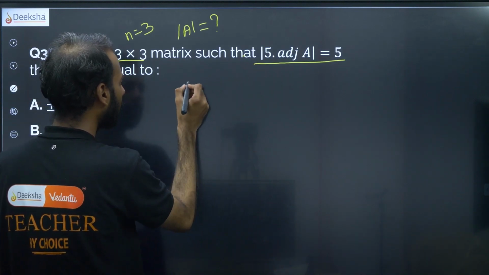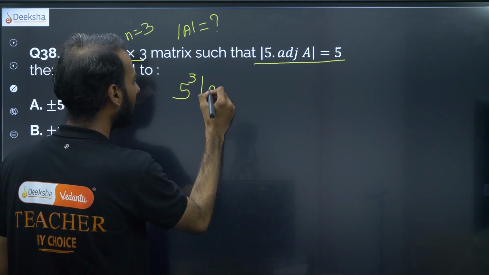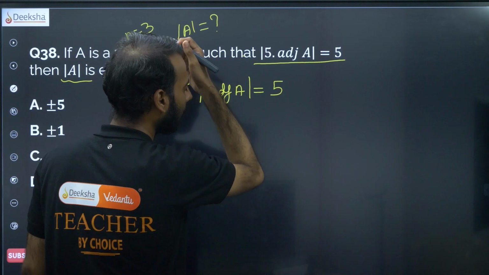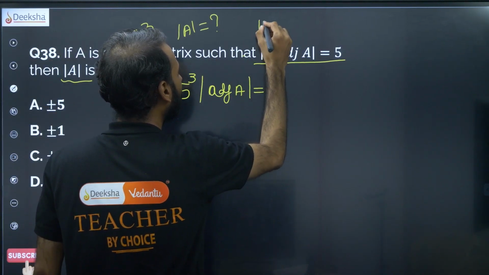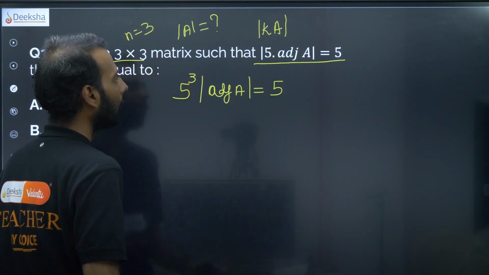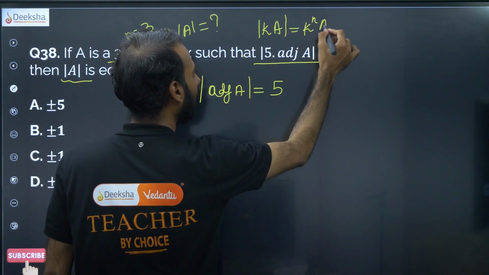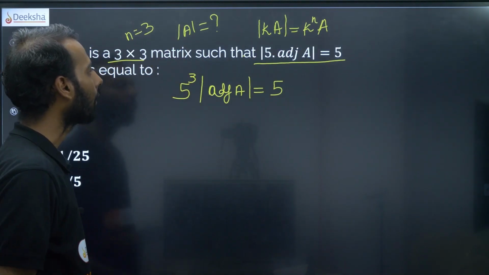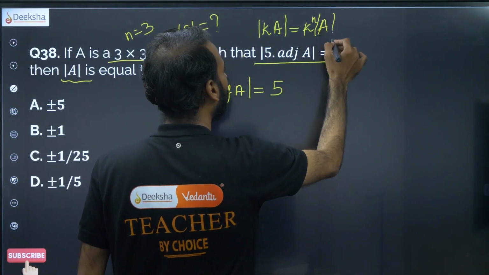If I simplify this, I will write this as phi cube adjoint of A is equal to phi. Now which property of determinant am I using? K A. If Ka, then we can write this as K^n A. Properties of determinant: Ka can be written as K power n times det of A.